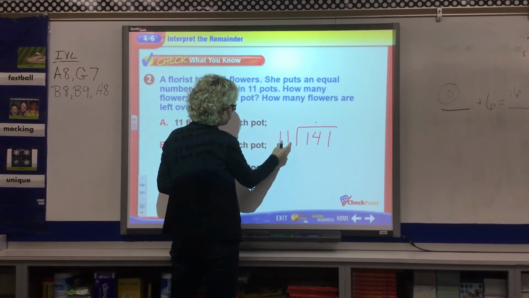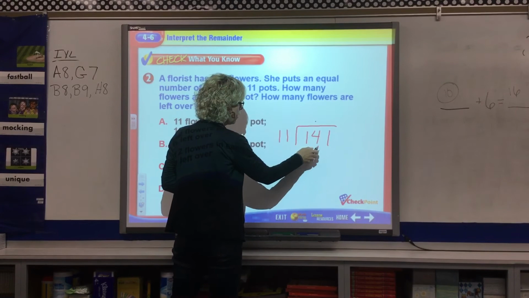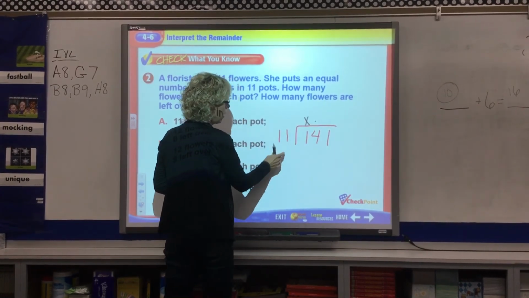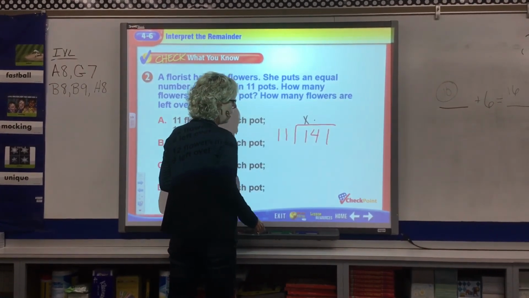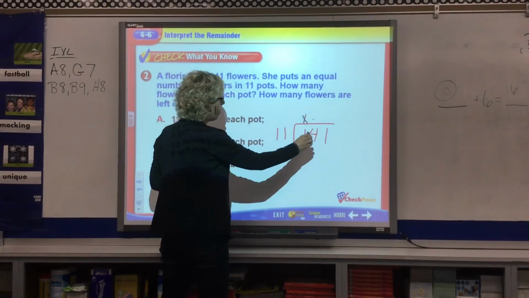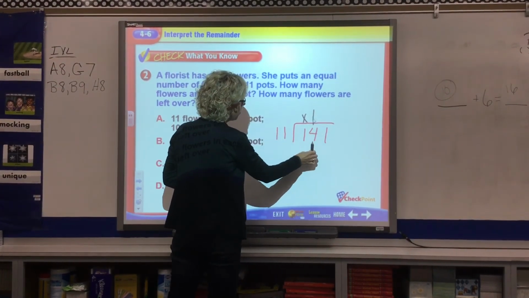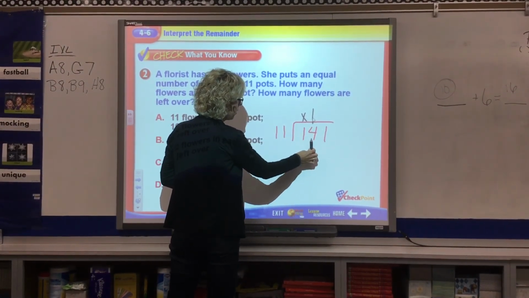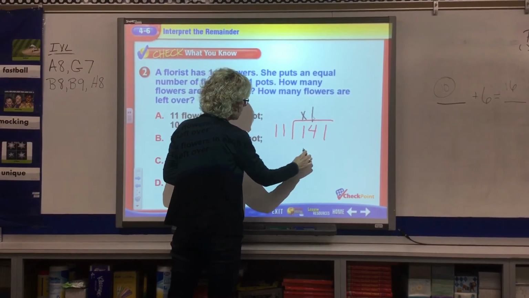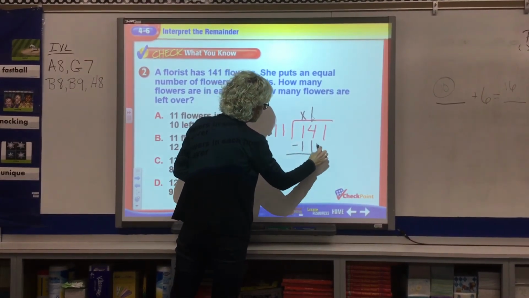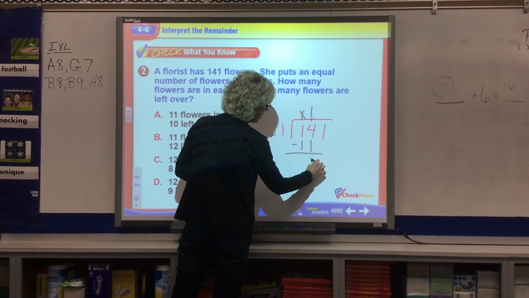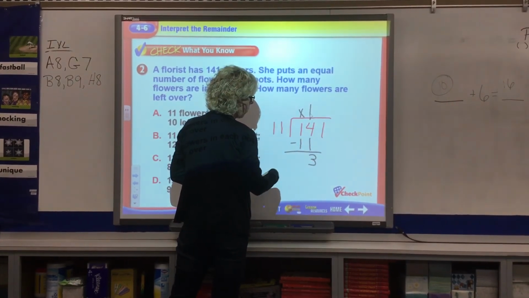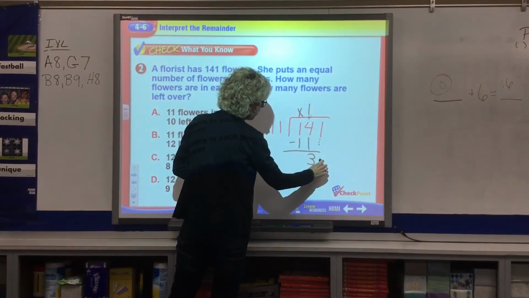Okay, so now our problem becomes, does 11 go into 1? No. We're going to put our marker there. Does 11 go into 14? Yes. How many times without going over? In this case, we would say 1. We put our 1 directly above that 4. 1 times 11 is 11. We subtract. 4 minus 1 is 3, and we know 1 minus 1 is 0. We're going to bring down the 1.